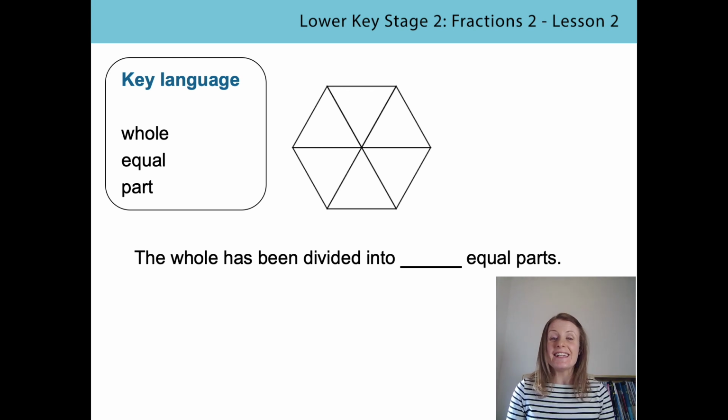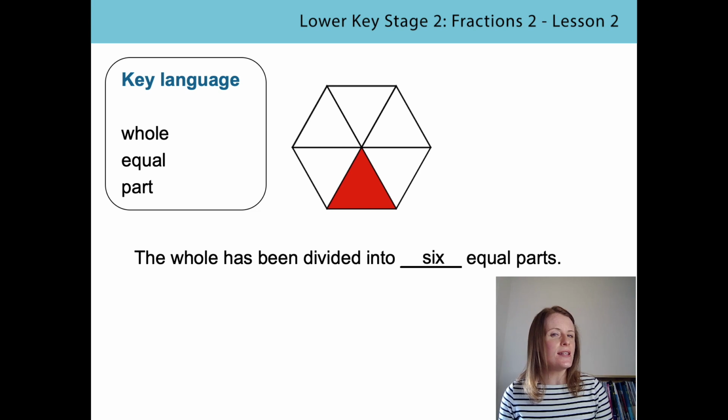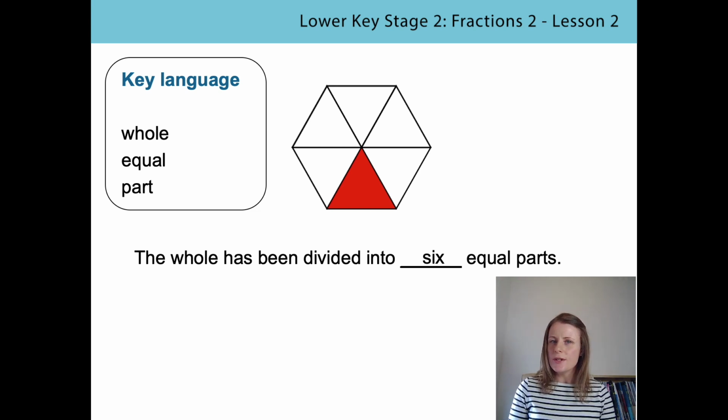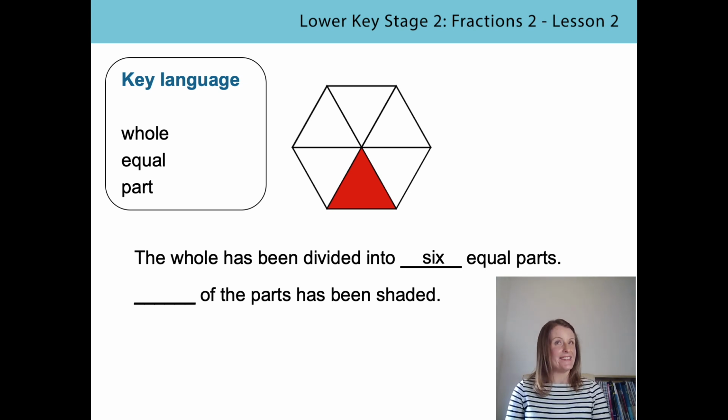Yes. Let's say this stem sentence together. You put the number in the right place. The whole has been divided into equal parts. Did you say it? Yeah, 6 equal parts. Well done. Now I've shaded some of my whole. How much? I've shaded part of my whole. But how many parts? Yes, well done.